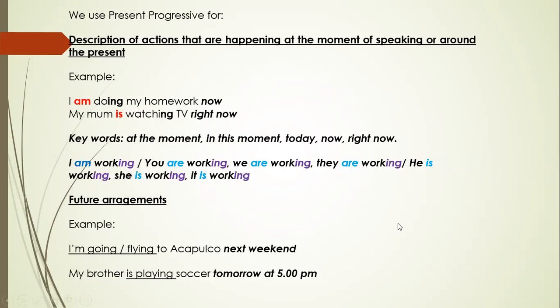And now let's look at present progressive or present continuous. We use present progressive to talk about actions that are happening at the moment of speaking or around the present time. So when we use present progressive or present continuous, that is the same, we describe. Example, I'm doing my homework now. My mom is watching TV right now.